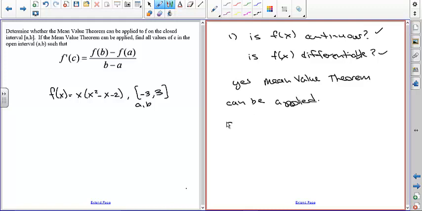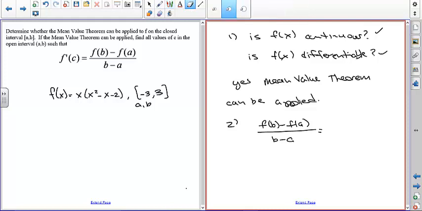So for the second part, if the mean value theorem can be applied, find all values of c in the open interval such that this is true. What you do is calculate f of b minus f of a divided by b minus a. So go ahead and calculate that. Plug in -3 and +3 and see what you get.